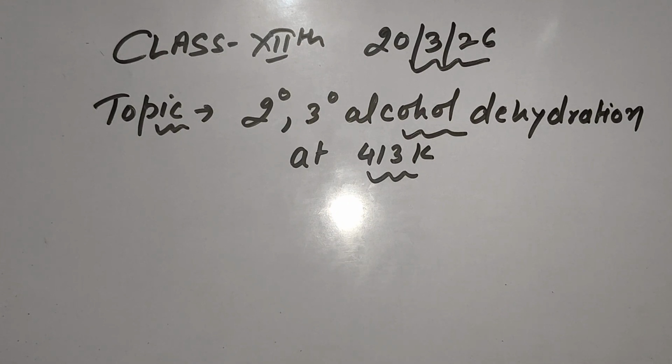Hello everyone. In the previous video we covered 1 degree alcohol dehydration at 413 Kelvin temperature, and we found ether is a major product there. Now in this video we will check how 2 degree and 3 degree alcohols dehydrate at 413 Kelvin temperature.